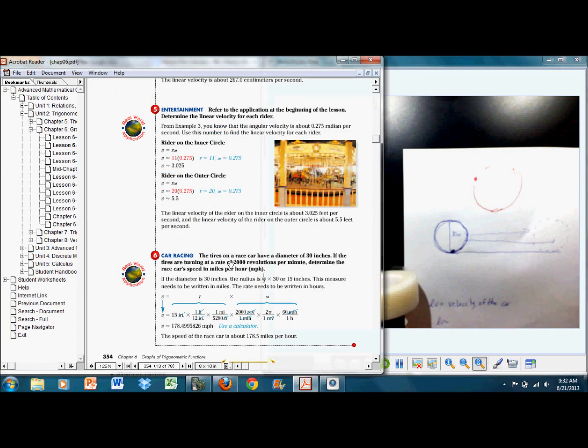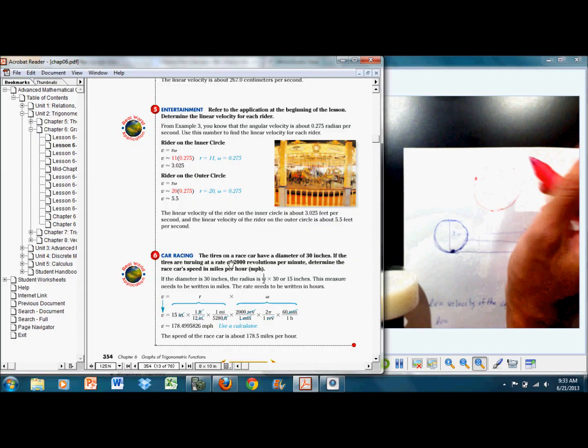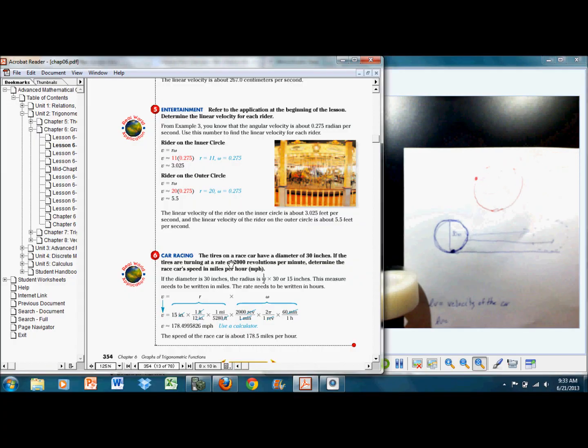In example 6, it says the tires on a race car have a diameter of 30 inches. If the tires are turning at a rate of 2,000 revolutions per minute, determine the car's race speed in miles per hour. Okay, up until this point, when we've talked about linear velocity, we've only talked about linear velocity as a particle traveling around a circle. But I want you to realize that that's actually equal to the distance traveled by the car.